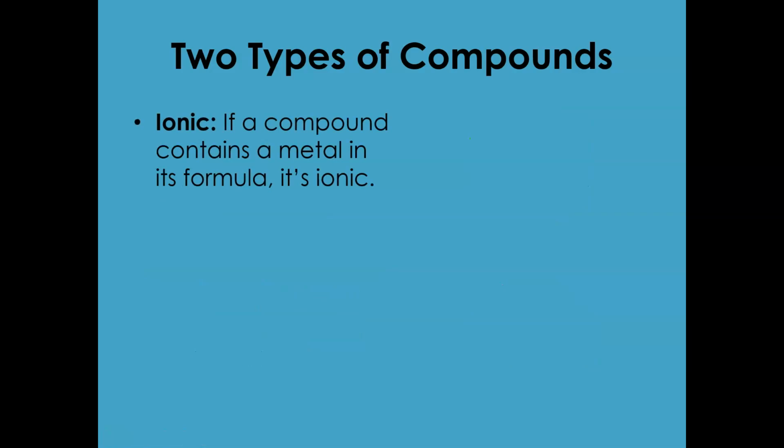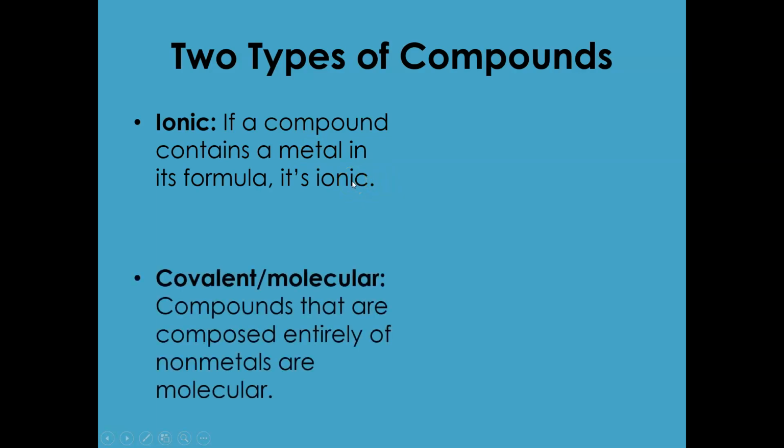It's fairly simple, looking at the formula of a compound, to determine whether it is ionic or covalent. The simplest guideline for this in our course this year is: if a compound contains a metal in its formula, that's pretty much an indicator that it's an ionic compound. Whereas if the formula consists entirely of nonmetals, that's going to be a covalent or molecular compound.